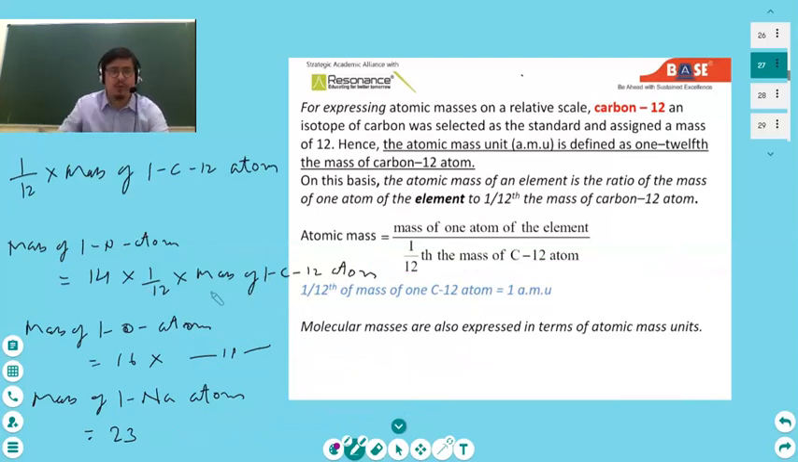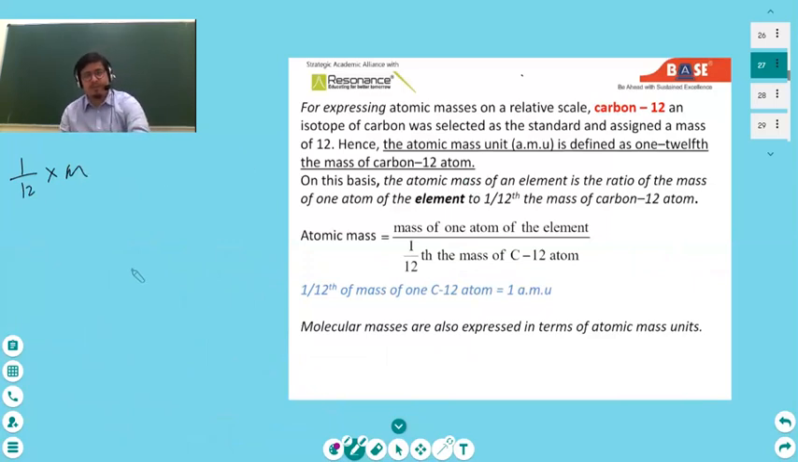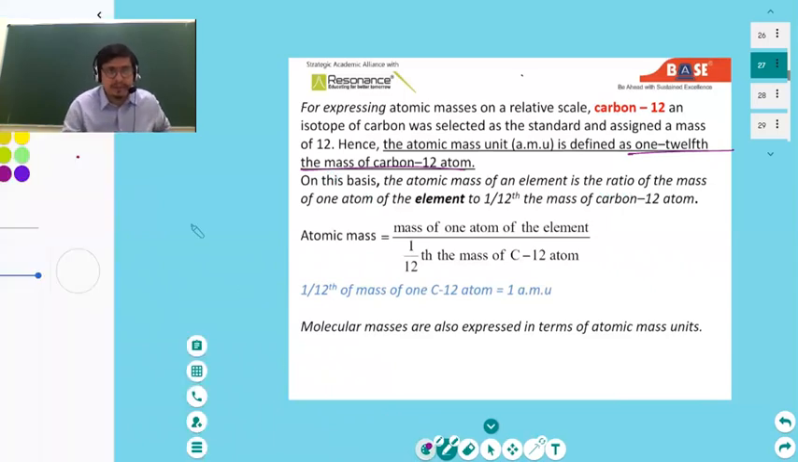Atomic mass has various units like Dalton, unified mass, and AMU. So I hope this is clear. Any doubt here? Very good. Now, atomic mass unit is defined as 1 by 12th of the mass of a carbon 12 atom. Let me change my pen color.